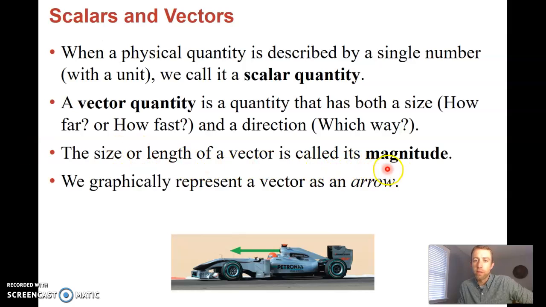The size or length of a vector is called the magnitude. So essentially a scalar quantity is just the magnitude of a vector quantity without that directional component. And we graphically represent vectors as arrows, which you may or may not know.